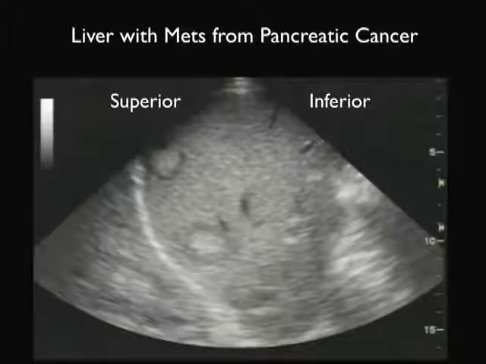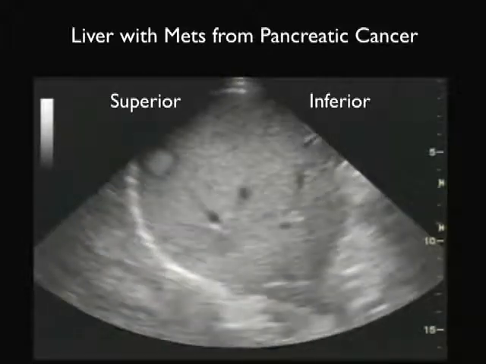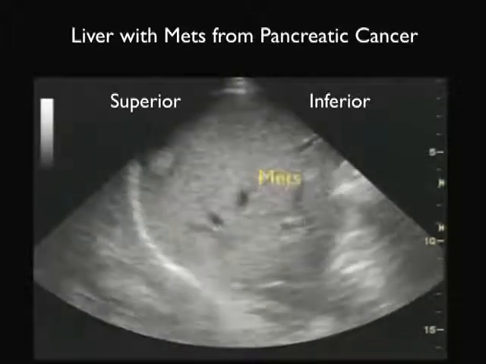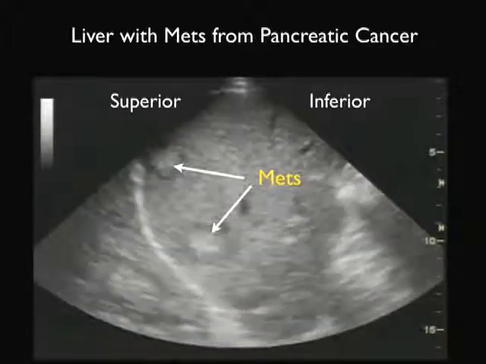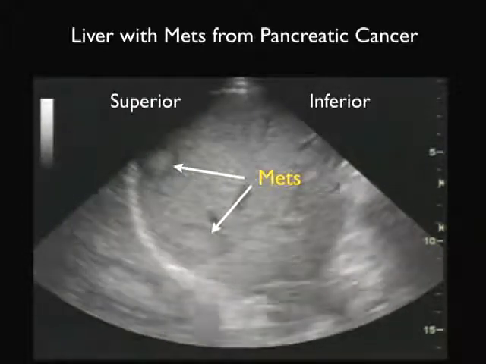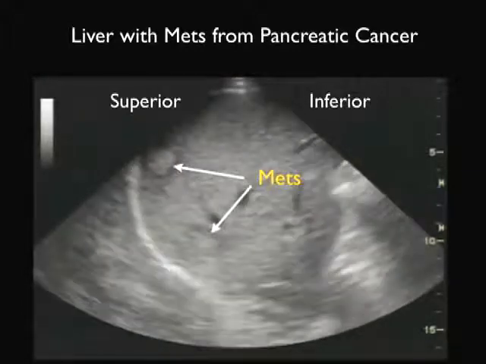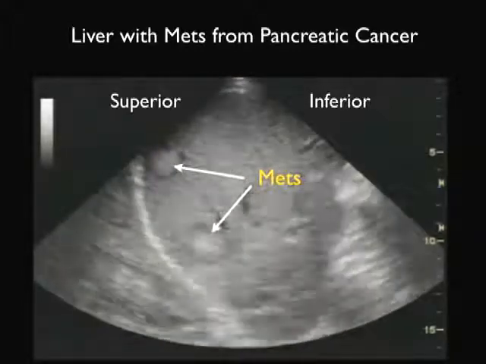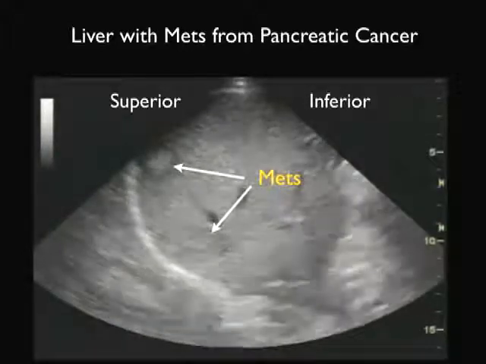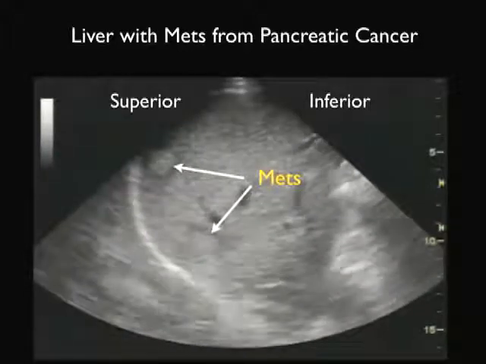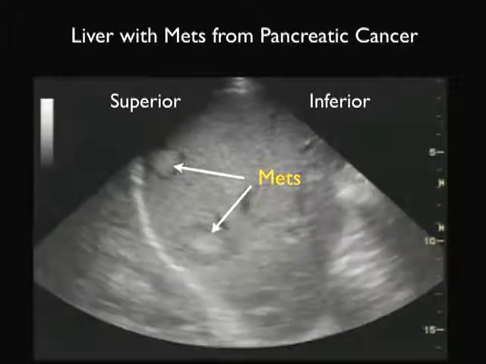Here's an ultrasound image showing an abnormal liver in a patient who had pancreatic cancer and liver metastases. Again, I have the probe marker towards the patient's head, superior towards the left, and inferior towards the right. Let's look at the superior aspect of the liver, and what we notice here are several mets, the white round areas right below the diaphragm. So an abnormal appearance of a liver with metastatic disease.